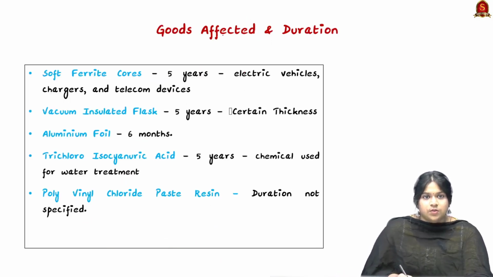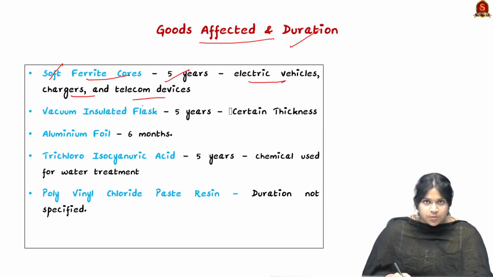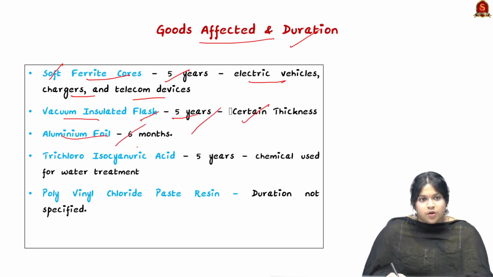Now let us look into the goods affected and the duration. It includes 5 products. First is soft ferrite cores for 5 years, which are used for electric vehicles, chargers and telecom devices. Next is vacuum insulated flask, where there is an increase of certain thickness, and that has been given anti-dumping duty for 5 years. Next is aluminum foil for 6 months.